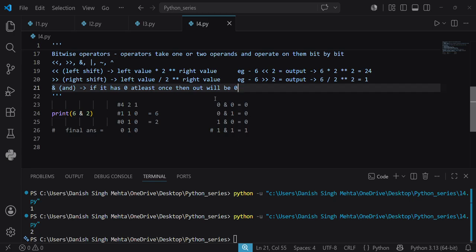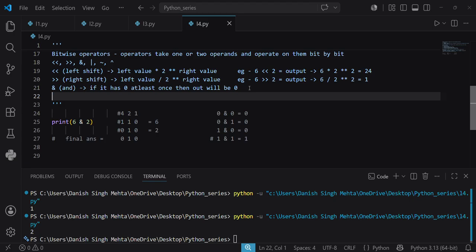So you can see if at least one 0 is present with the AND operator, then the answer automatically becomes 0. The output is 1 only when both operands of the AND operator are 1. So that's what I have written here.